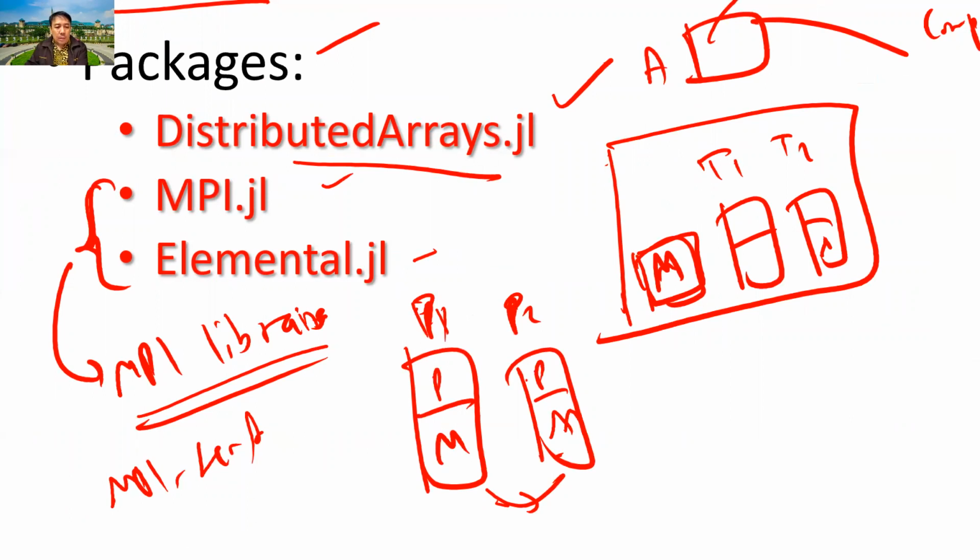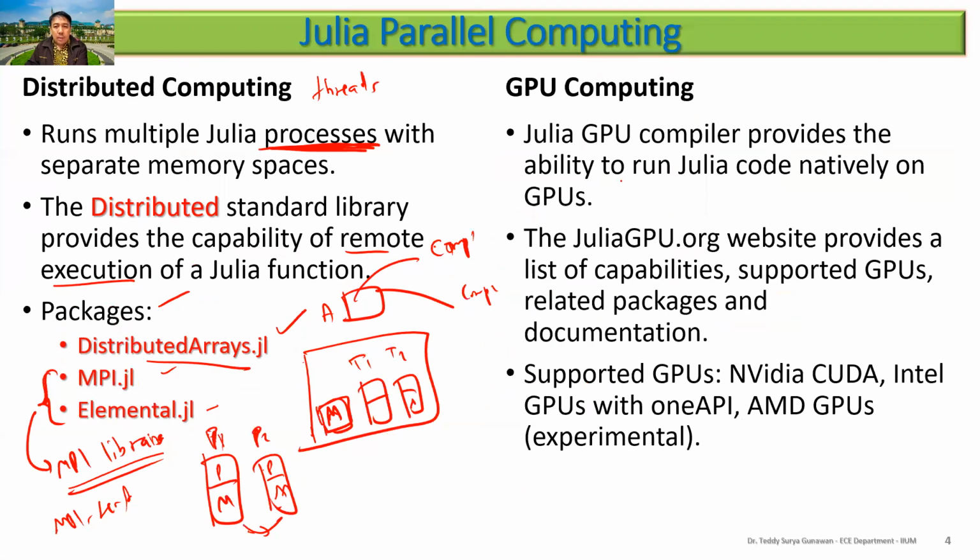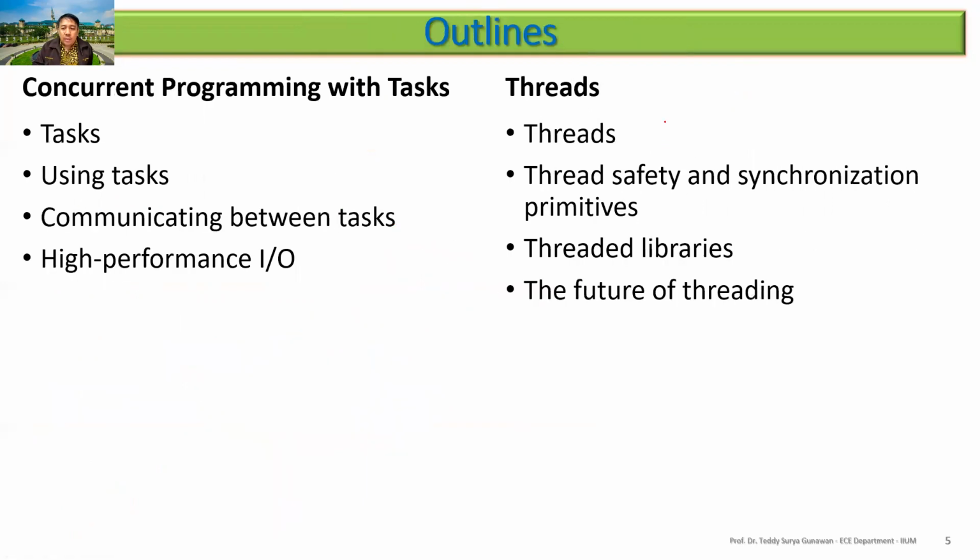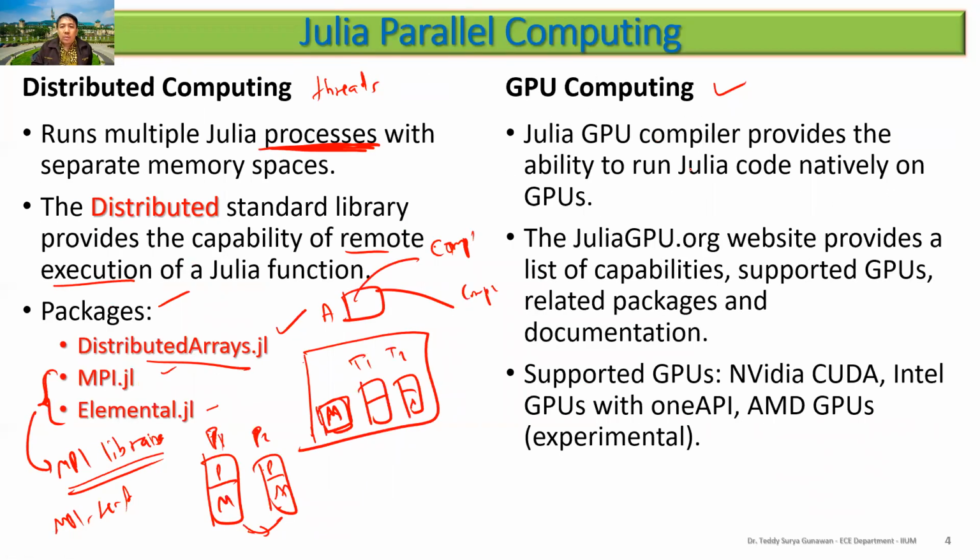Okay, so let's move on. Another one is GPU computing. The Julia GPU compiler provides the ability to run Julia code natively on GPUs, and we can go to this website, JuliaGPU.org. It provides the list of capabilities, supported GPUs, related packages, and documentation.